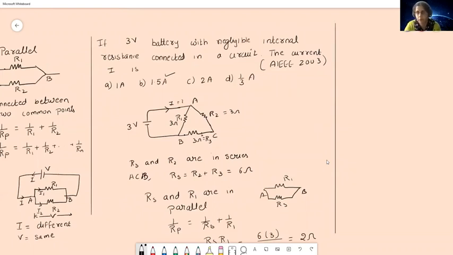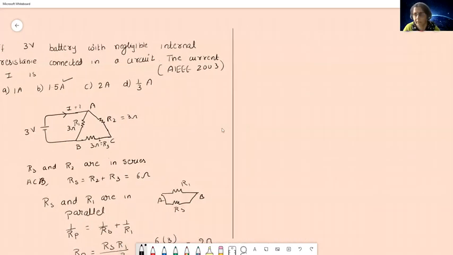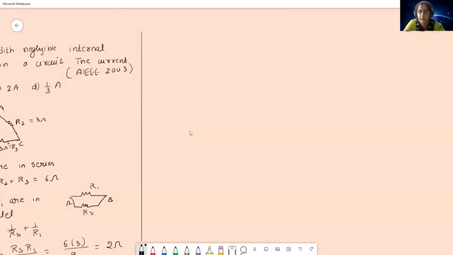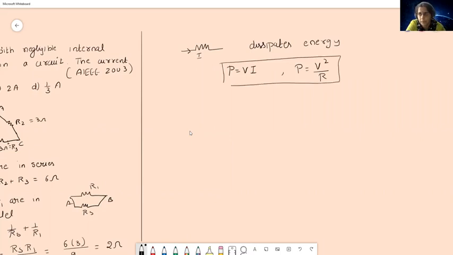Before going to that problem, let me tell you about power. Whenever you have a resistor and a current passes through it, it actually dissipates some energy. Some energy is dissipated, so that is power. That power is given by P equal to VI. This is one formula you have. Then P is equal to V square by R. So these are two things we need to remember. The next problem is based on this power.